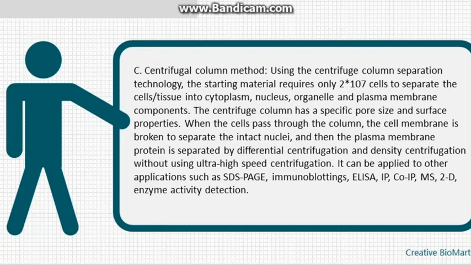C. Centrifugal column method. Using centrifuge column separation technology, the starting material requires only 2*10^7 cells to separate the cell/tissue into cytoplasm, nucleus, organelle and plasma membrane components. The centrifuge column has a specific pore size and surface properties. When the cells pass through the column, the cell membrane is broken to separate the intact nuclei, and then the plasma membrane protein is separated by differential centrifugation and density centrifugation without using ultra-high-speed centrifugation.